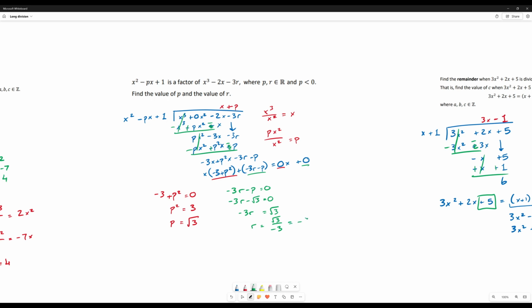Which you can write in a multitude of different ways. You can write it like this. You can write it like this. Whatever floats your boat. They're all correct. Good job. You did it, bud. Proud of you. But that's how you do it.